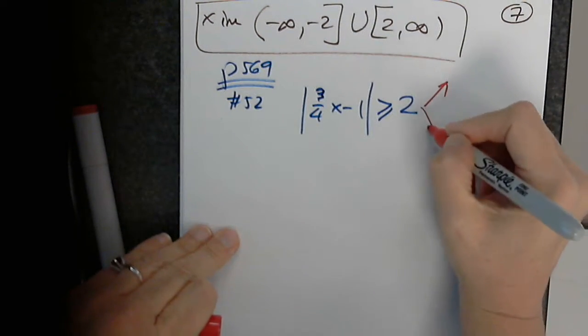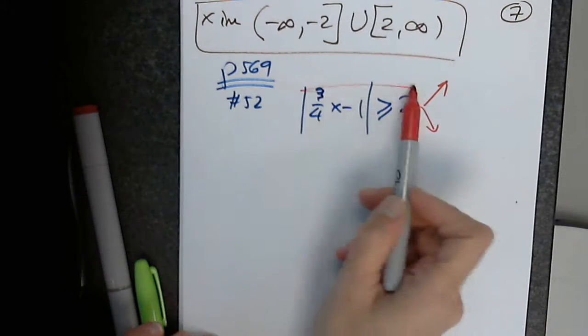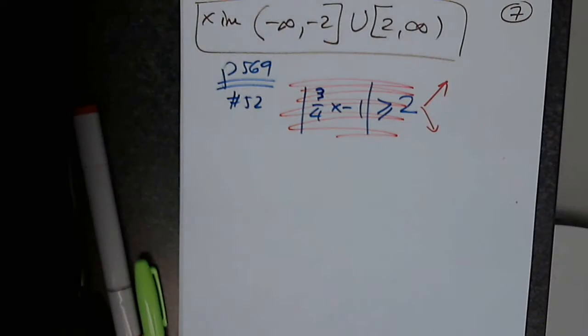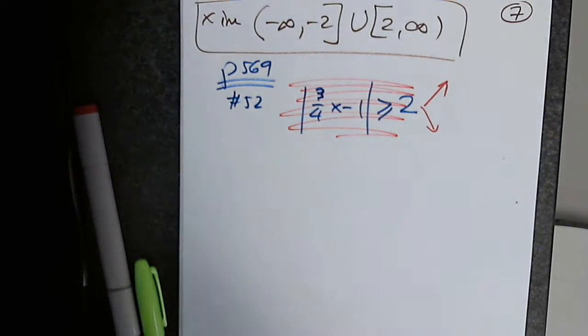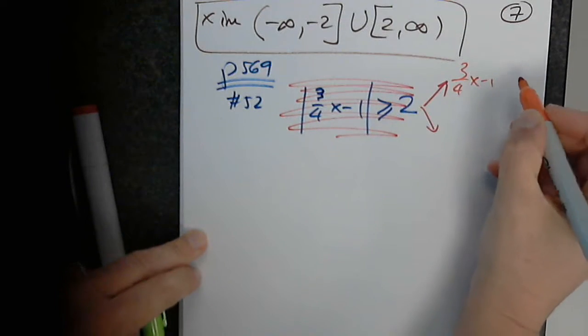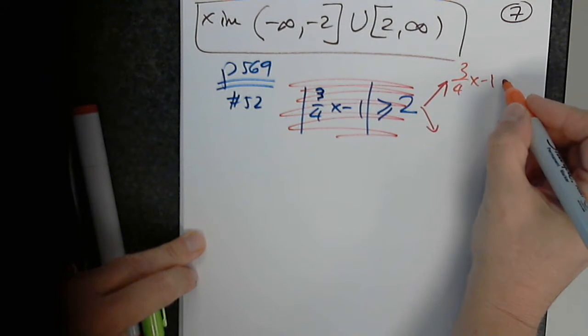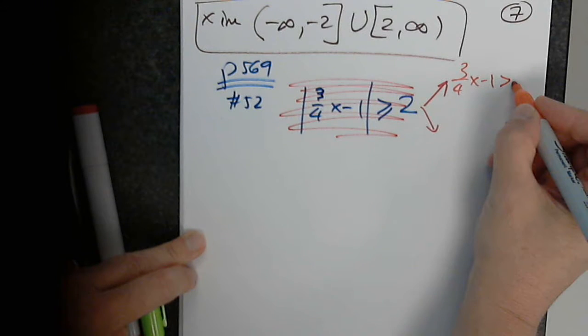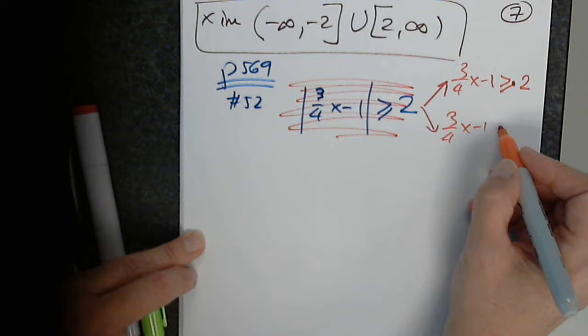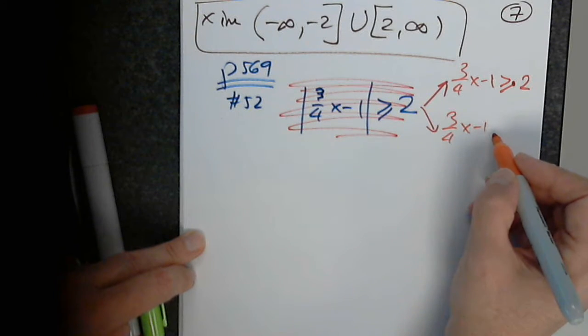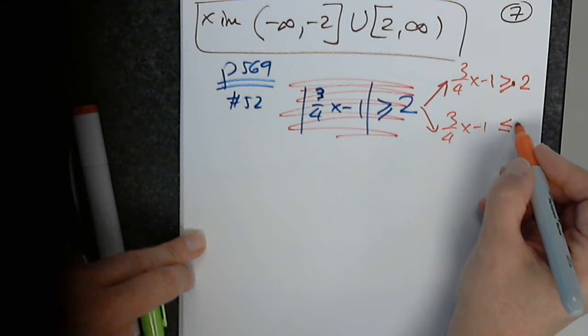Very good. So please tell me what to write. How to convert? Nobody knows how to solve this, but we know how to convert it. And then we will be able to solve it. 3/4 x minus 1 greater than or equal to positive 2, and then the opposite would be 3/4 x minus 1 less than or equal to negative 2.